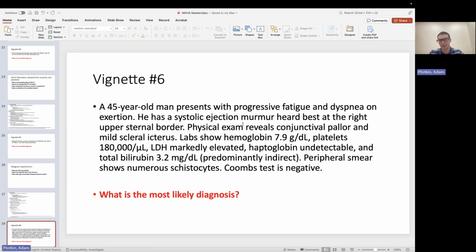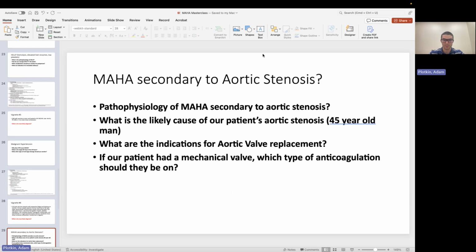We have this classic murmur that's a systolic murmur. It's an ejection murmur. It's sort of at the right upper sternal border. That's classic for aortic stenosis. So this is going to be MAHA secondary to aortic stenosis, right?